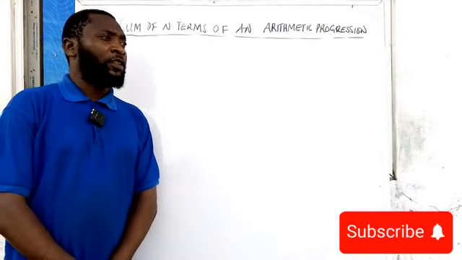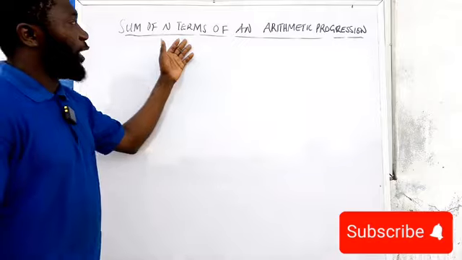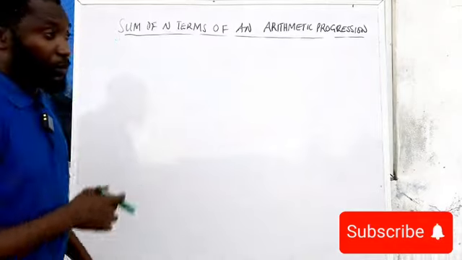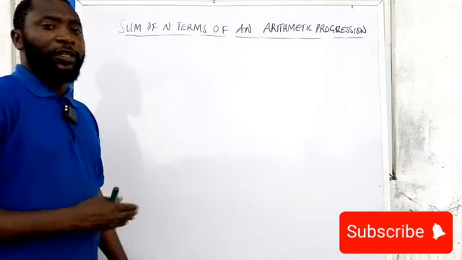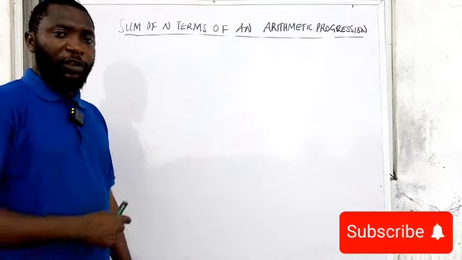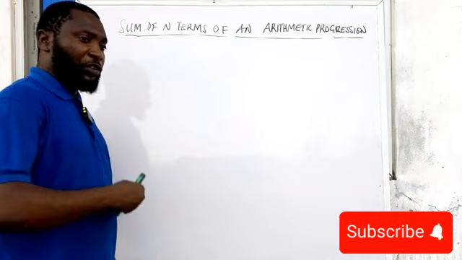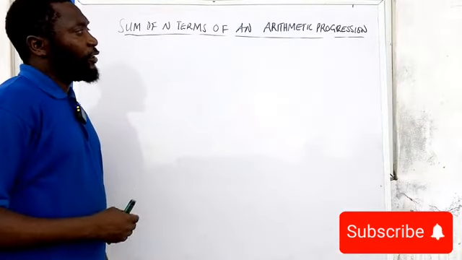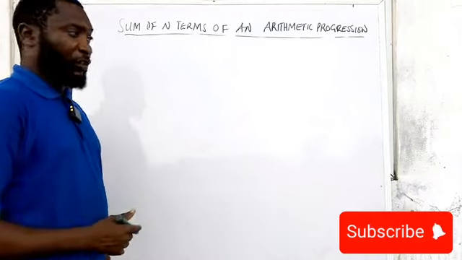Welcome viewers. In this lesson, we want to consider the sum of n terms of an arithmetic progression. In an arithmetic progression, we are talking about a sequence of numbers that are generated by addition of a number which is called a common difference. That common difference may be positive or negative. When it is positive, it means that the sequence is increasing. And when the common difference is negative, it means it is decreasing.